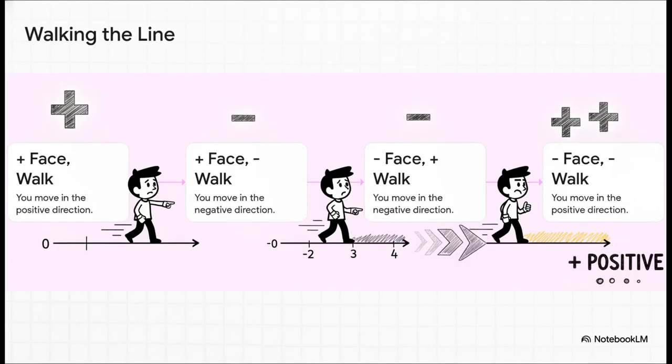Let's actually walk through this. A positive times a positive? Simple. Face forward and walk forward. You move in the positive direction. But follow that logic all the way down to the last step. Negative times negative. This time, you face backward, towards all the negative numbers. But then, you also walk backward. And what happens when you walk backward while you're facing backward? You actually move forward, into positive territory. See, the two negatives just cancel each other out.